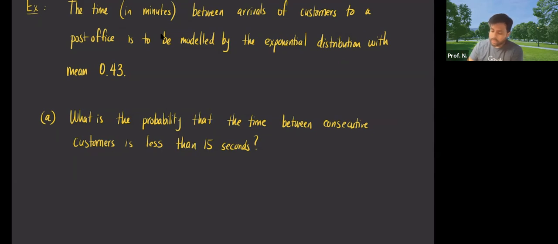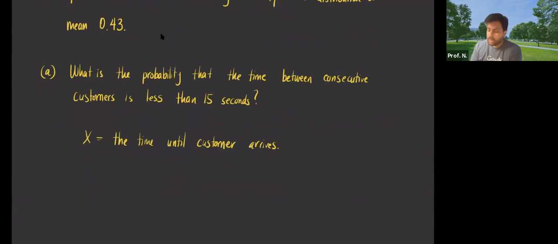So then X here is what? X is the time, right? Until a customer arrives. Now, I want to find the probability that X is less than 15, which means I want to do the integral from 0 to 15 of lambda e to the negative lambda x dx.